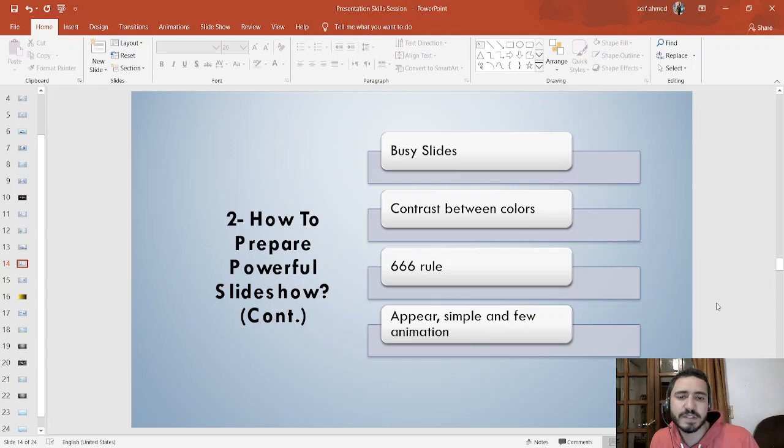Don't use busy slides with text because this is boring and people will not focus and will not have the time to read it while listening to you.